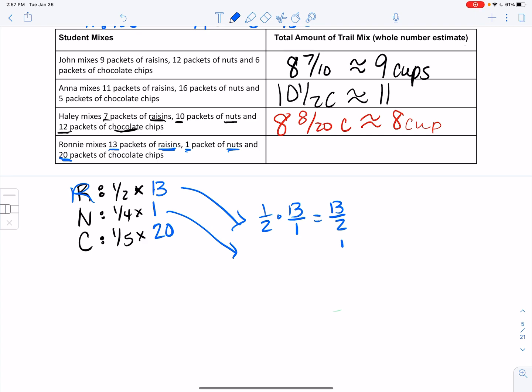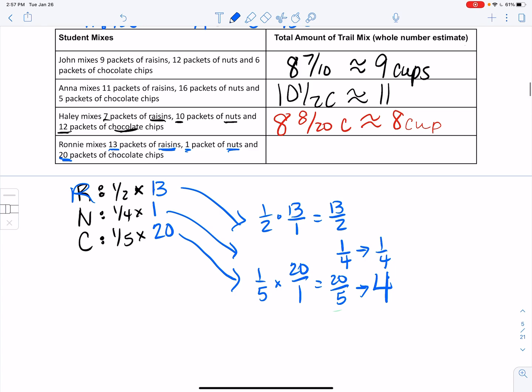1/4 times 1, yeah, I got that one, that's easy. But 1/5 times 20 over 1, that equals 20 over 5. Let's reduce. 20 divided by 5 is easy, that is 4. This is still just 1/4.